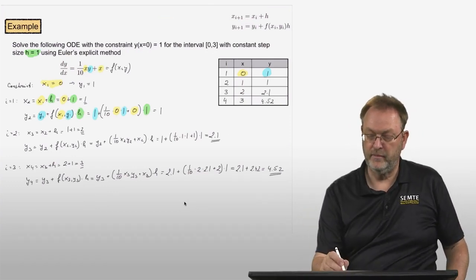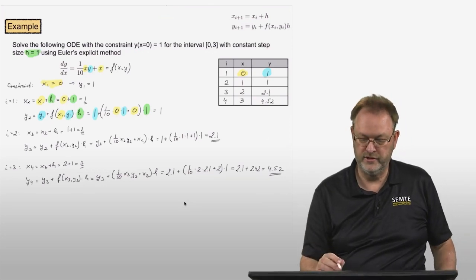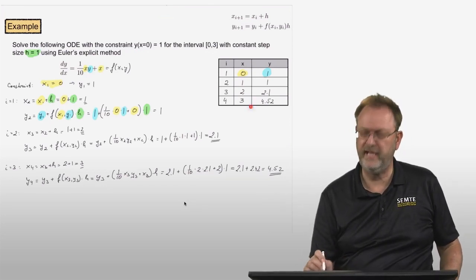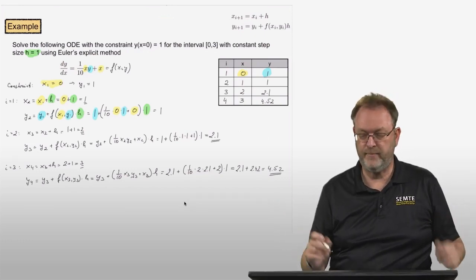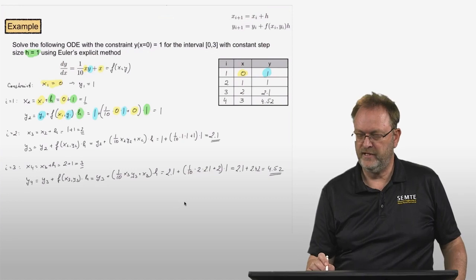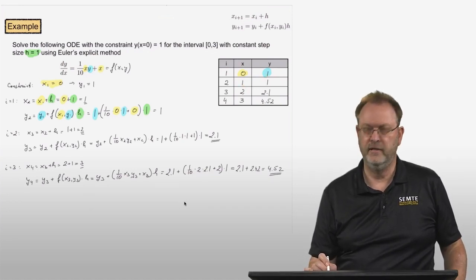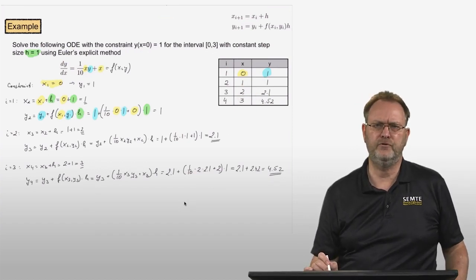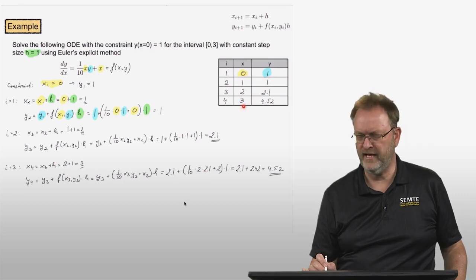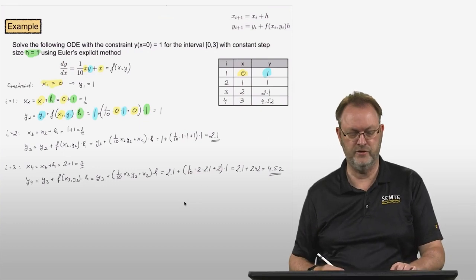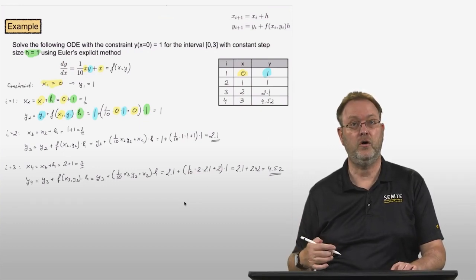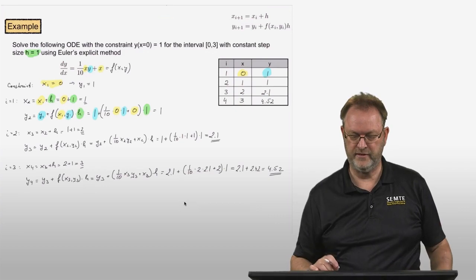And now my numerical solution to this ODE is given here in this table format. The numerical solution is a set of discrete data pairs. At i equal to 1, the data pair is 0, 1. At i equal to 2, the data pair is 1, 1. At i equal to 3, the data pair is 2, 2.1. At i equal to 4, the data pair is 3 and 4.52. That makes up the numerical solution to this ODE found with Euler's explicit method.